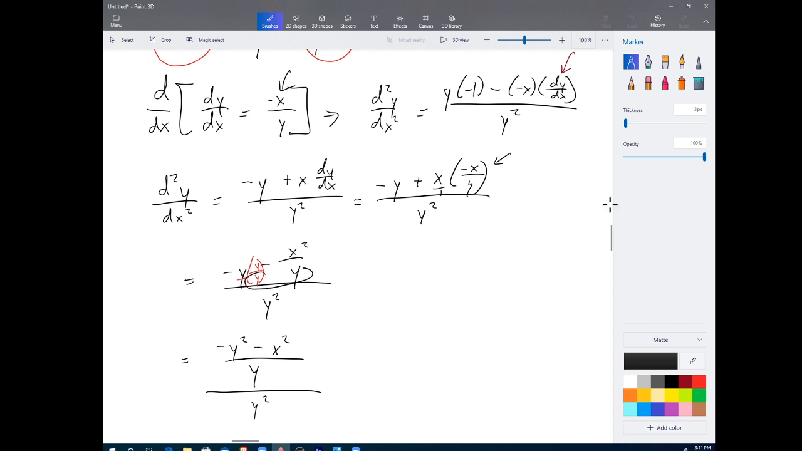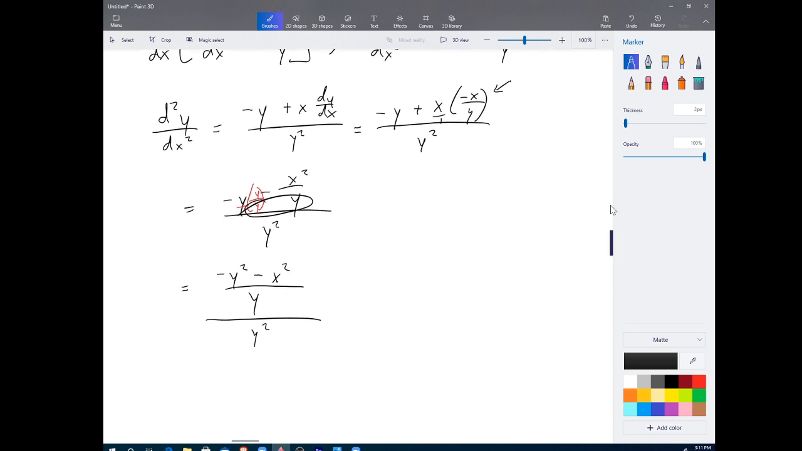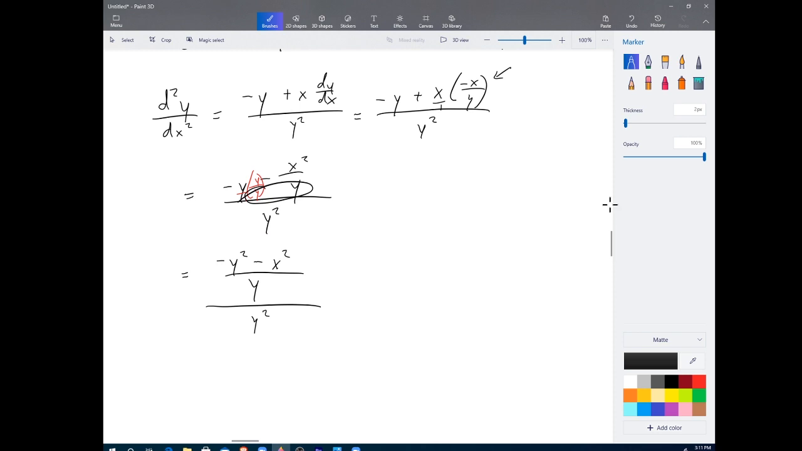Remember, the reason for common denominators is I can't add them together otherwise and put them in the same fraction. And now you got to think about my little sister. Y squared minus x squared over y. Take the second function, flip them upside down, and we get out of that negative y squared minus x squared all over y to the third.